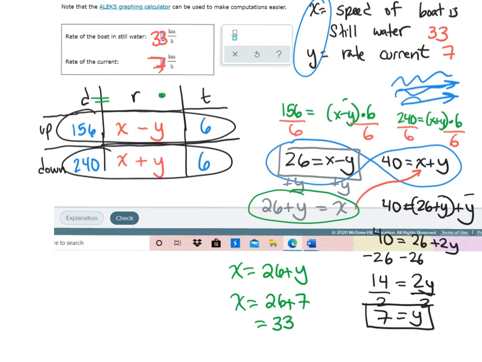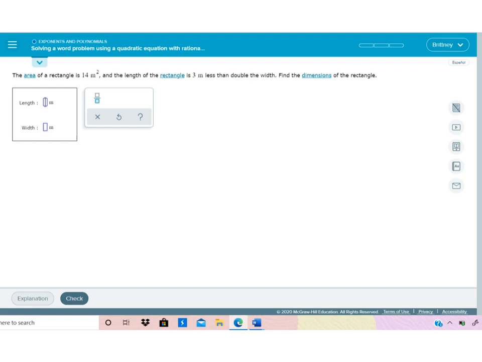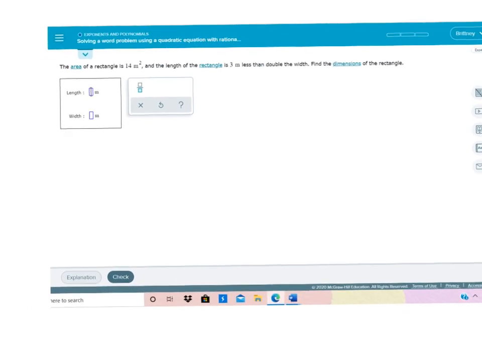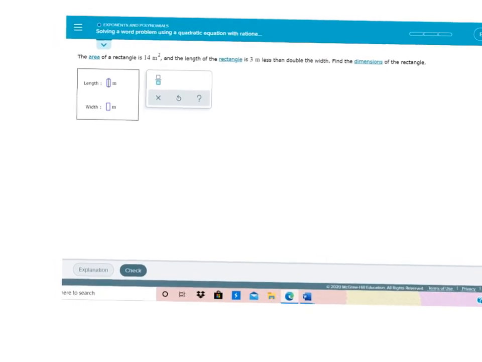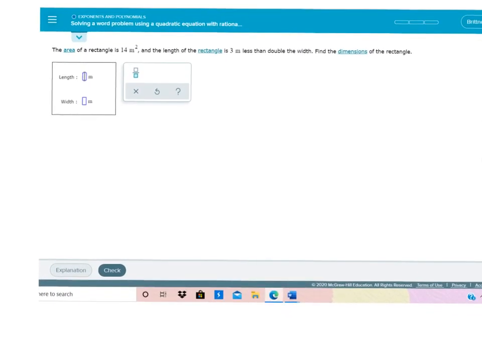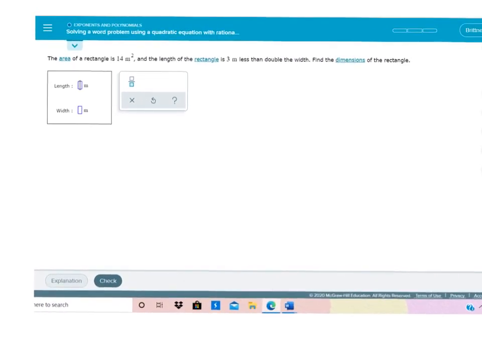So again, you just got to figure out how to set up your equations. Now the last one is very similar as well, where we're going to talk about the area of a rectangle. We're going to set it up, but this one is going to be solved with a quadratic equation. So this is one where you're going to have to use some of your factoring.